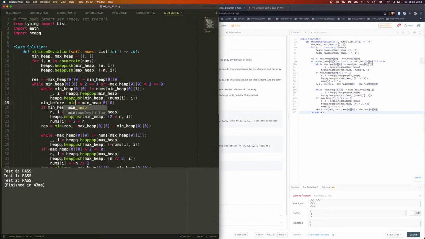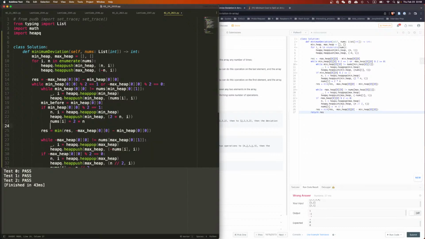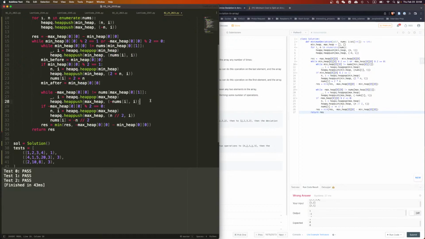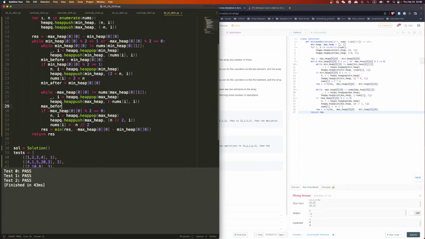Min before, min after. Right, min before, and then min after. Save this. And then we have max before. So max heap 0, 0. Right? And then max after.